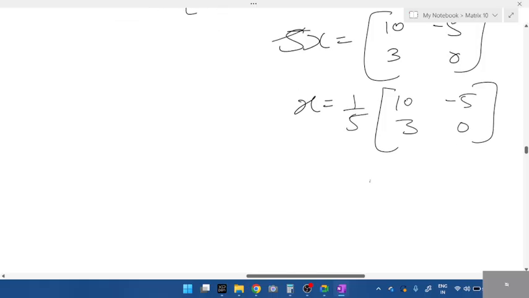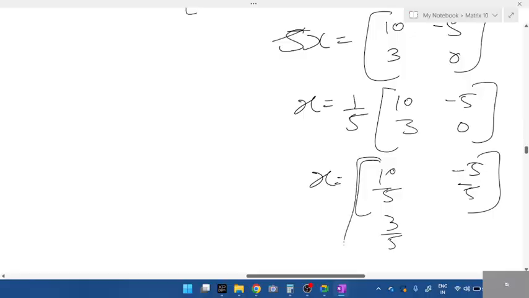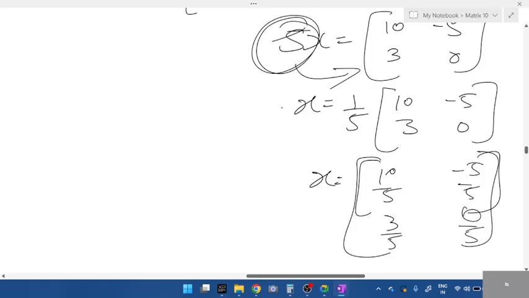Yeah, this is possible, students. See, you can do it like this. So divide 5 with all the values. Minus 5 by 5, 3 by 5, 0 by 5. We are not dividing a matrix here. We are just dividing by a unit, 5, to that. Okay. So that's it. Everything is done.